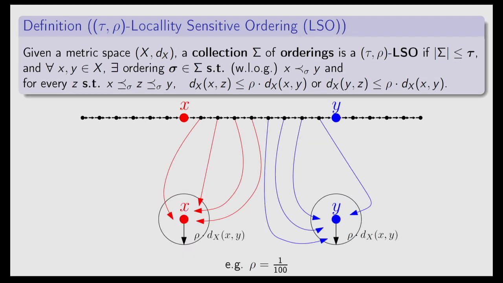So what do I mean by this? All the points between x and y should fall in the ball of radius rho times the distance between x and y around x or y. And so in this sense, they're almost consecutive. Everything which is between is very close to one of them. You should think here of rho as being a very small parameter, like 1 over 100 or something like that.